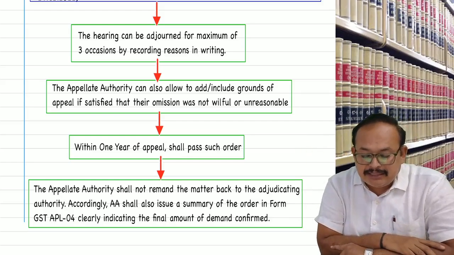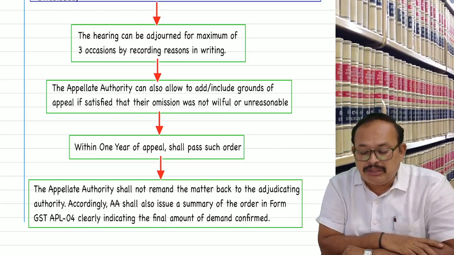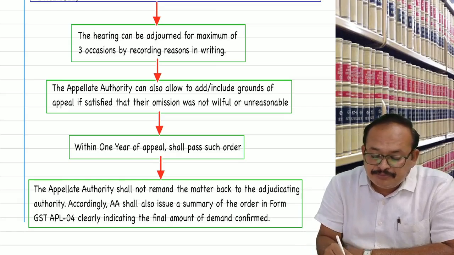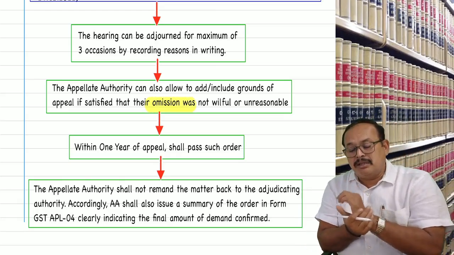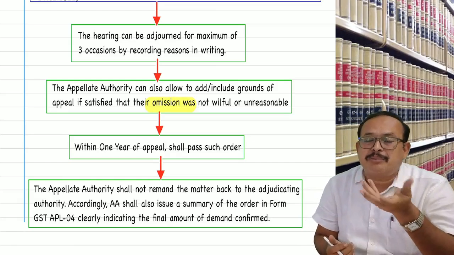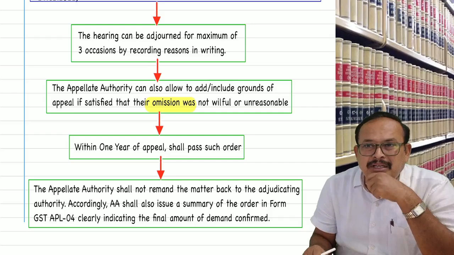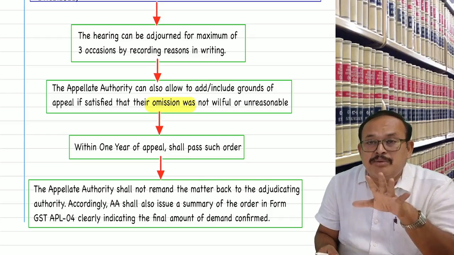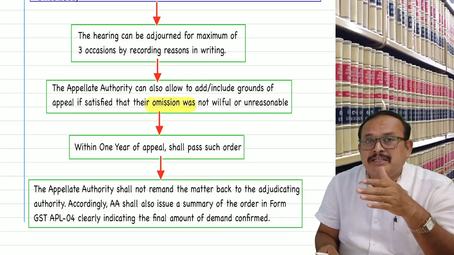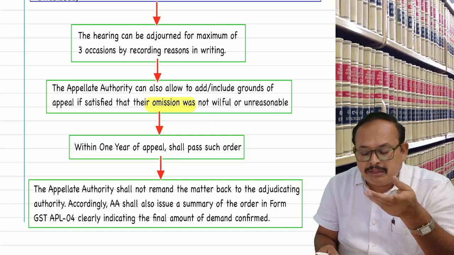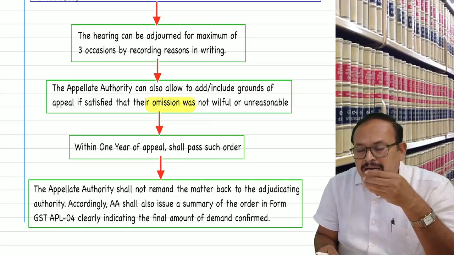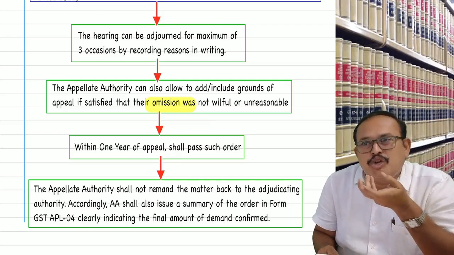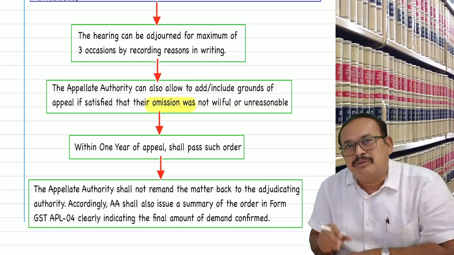The appeal authority can also allow adding or including grounds of appeal if satisfied that their omission was not willful or otherwise unreasonable. Some of the grounds of appeal I left out when I made the application for appeal. Now, while hearing, I want to add them, and permission is granted if it is not unreasonable, if it is just a matter of omission, not willful or intentional, not hidden, but omitted by mistake, human error. Then it is accepted for further hearing.